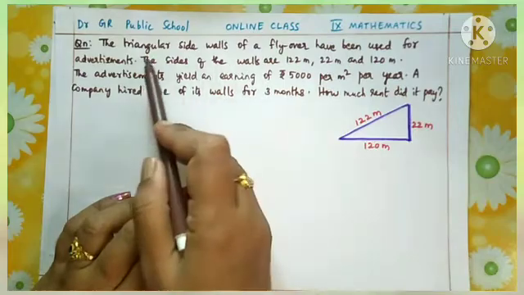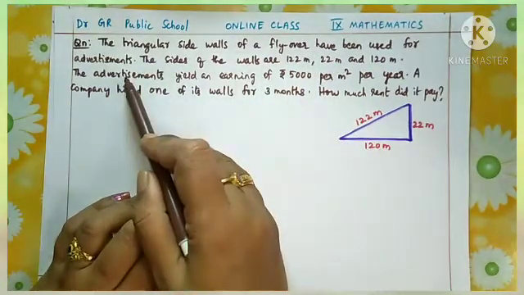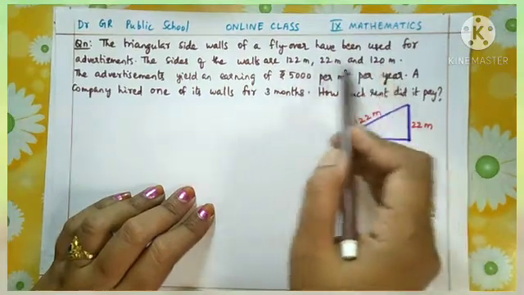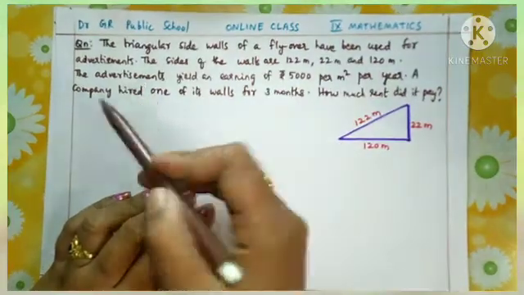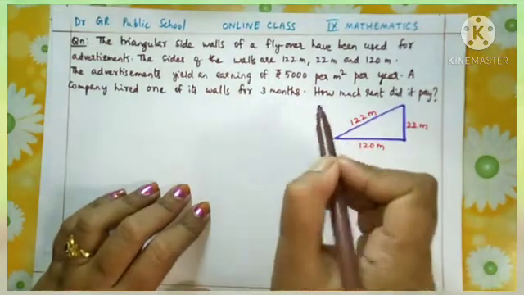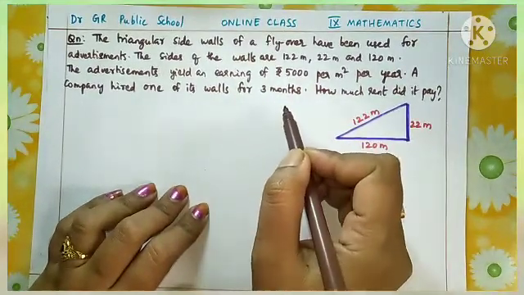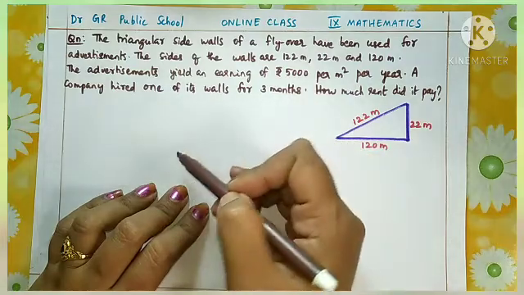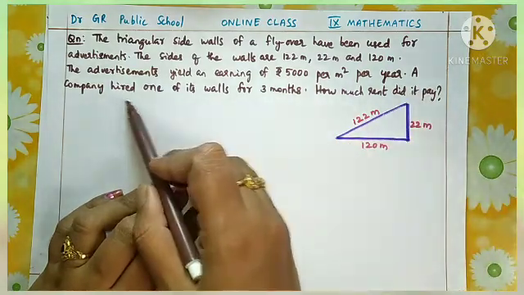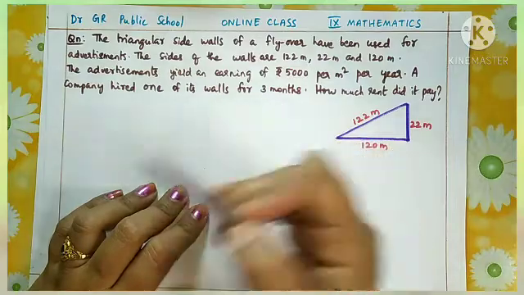Okay, so these triangular walls are given for advertisements, and the three sides of the walls' lengths are given, and when you give this for advertisements per year, for 1 square meter there is an earning of rupees 5,000. Okay, now a company hired one of its walls for 3 months.